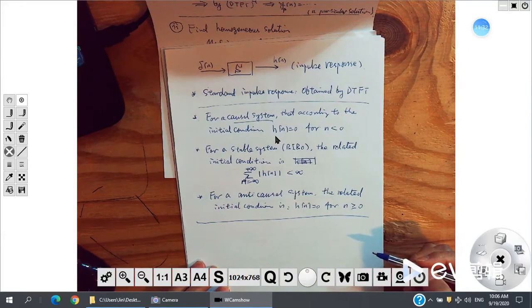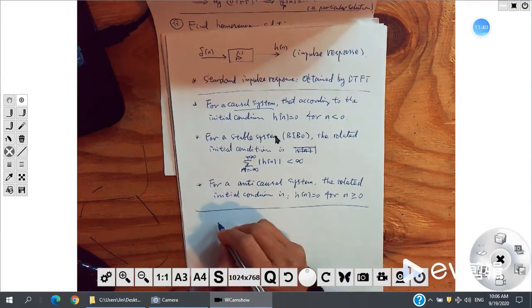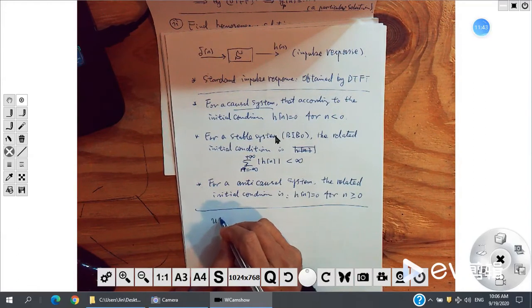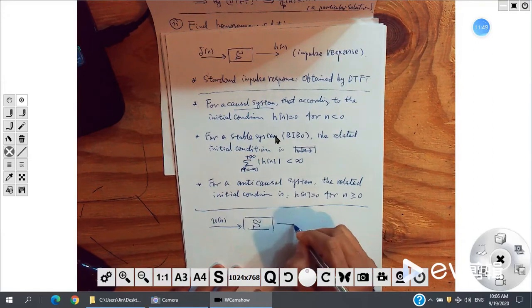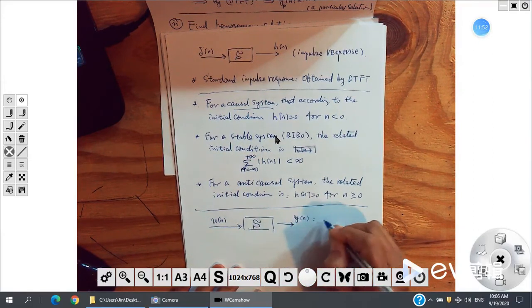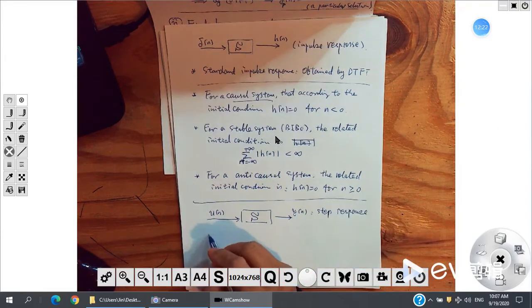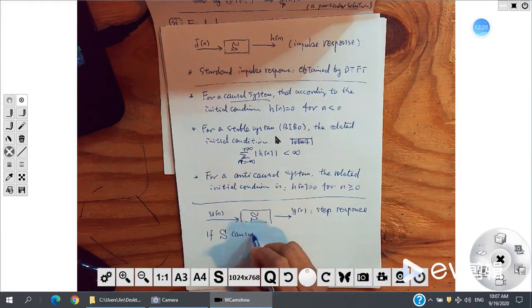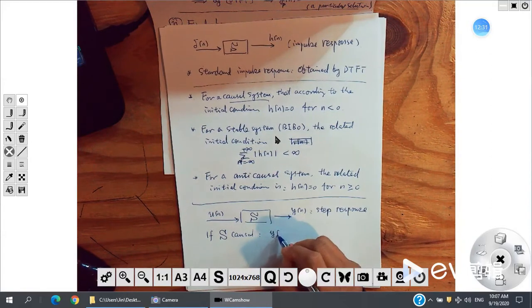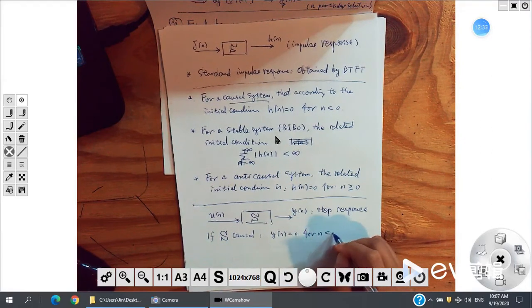And we have a similar thing for another kind of input that we call the step response. If we use u of n, the unit step, as input to the system, then this output is the step response. If S is a causal system, then this step response has value 0 for negative n. Right, we have this.